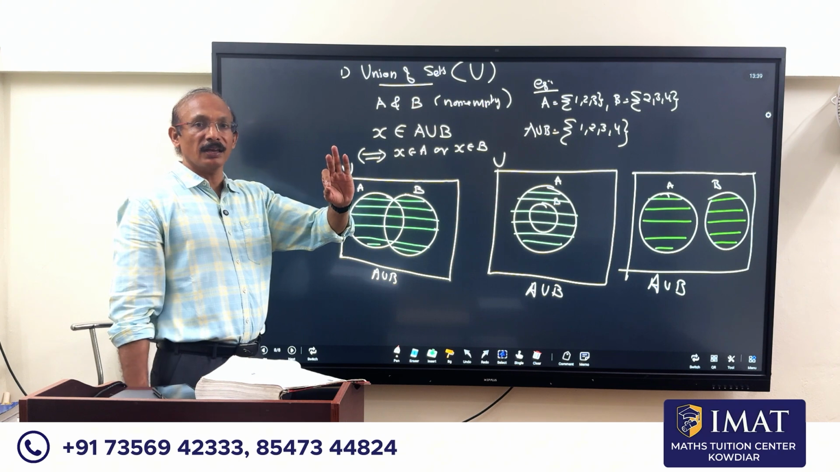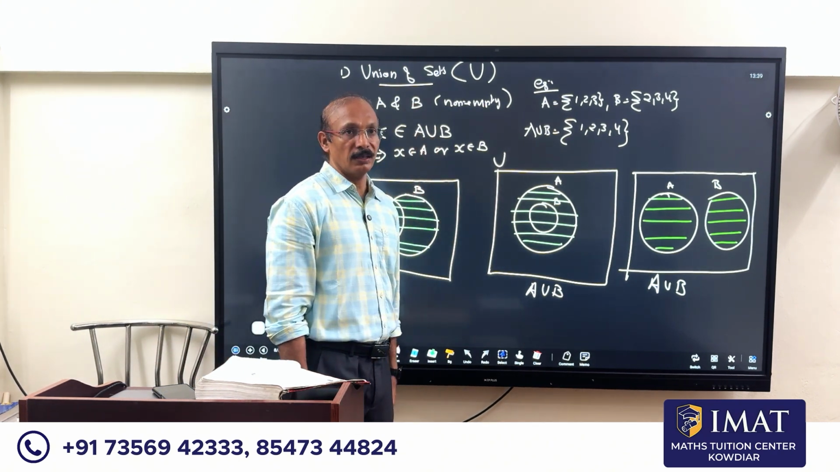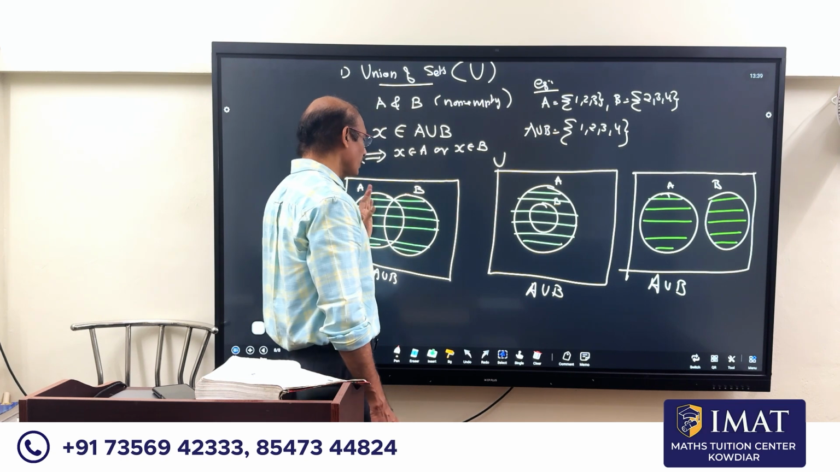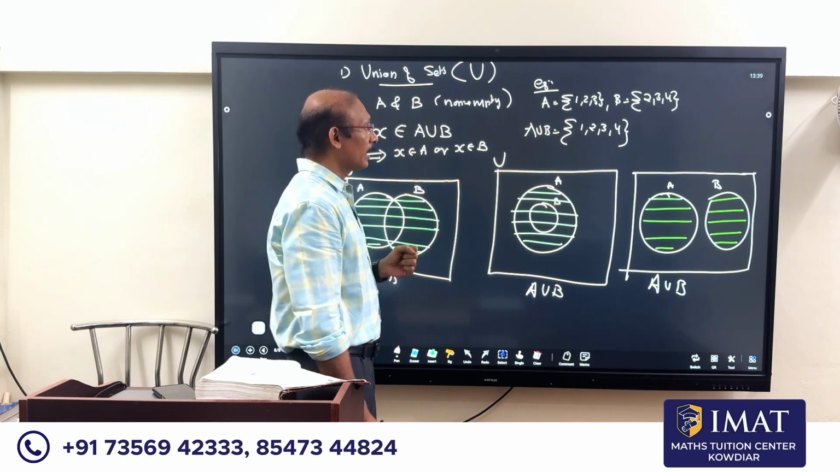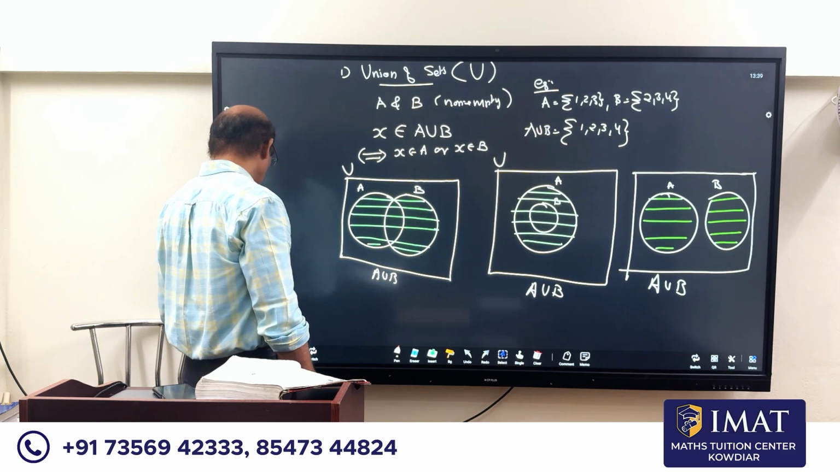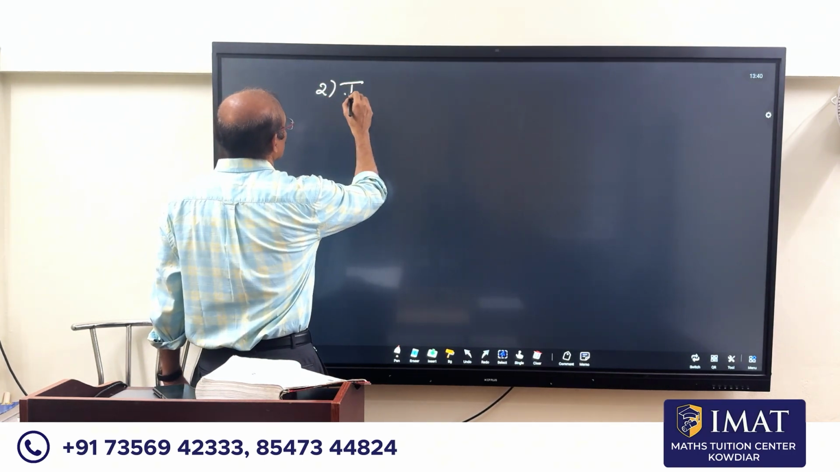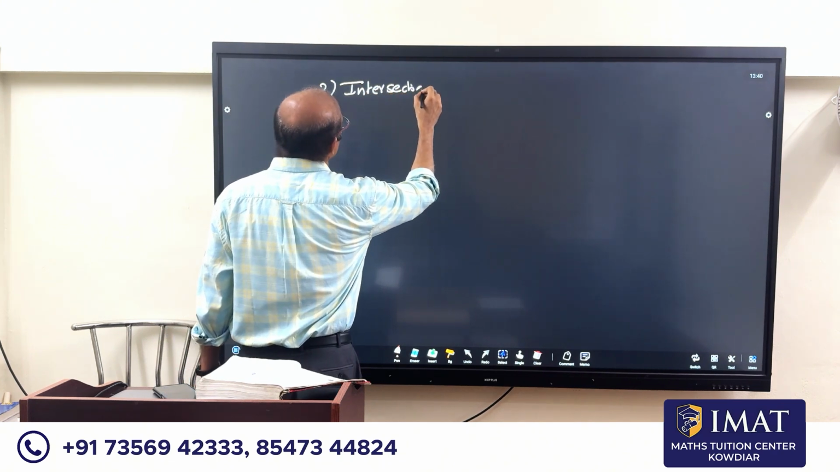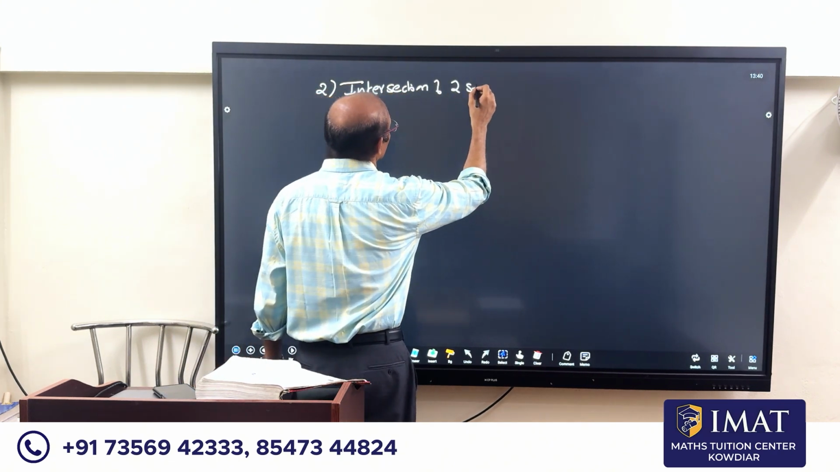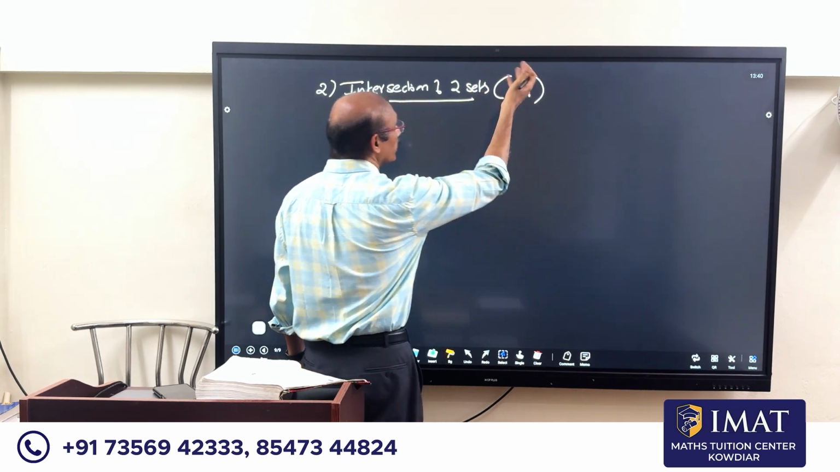So what do you mean by saying A union B? When you say an element X belongs to A union B, it means that the element will be either in A or in B or both, no problem. Now, let us go for the next operation. The second operation, we say intersection of two sets. The symbol for intersection is U inverted.